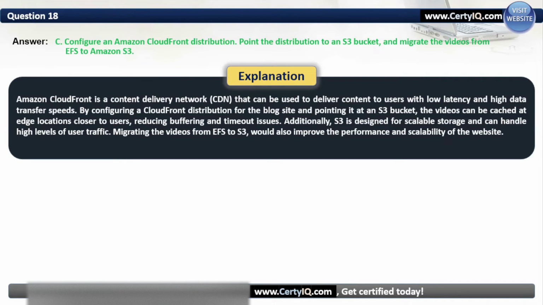By configuring a CloudFront distribution for the blog site and pointing it at an S3 bucket, the videos can be cached at edge locations closer to users, reducing buffering and timeout issues. Additionally, S3 is designed for scalable storage and can handle high levels of user traffic. Migrating the videos from EFS to S3 would also improve the performance and scalability of the website.